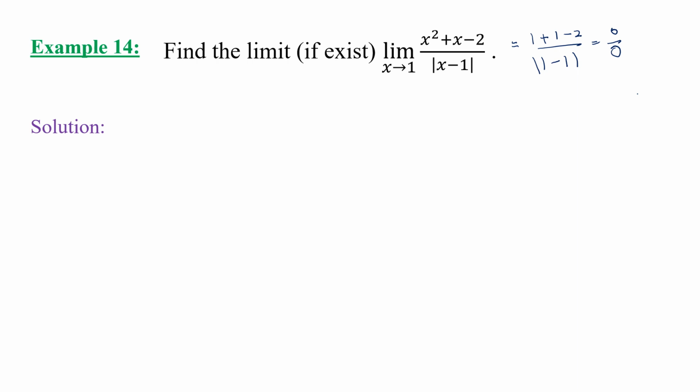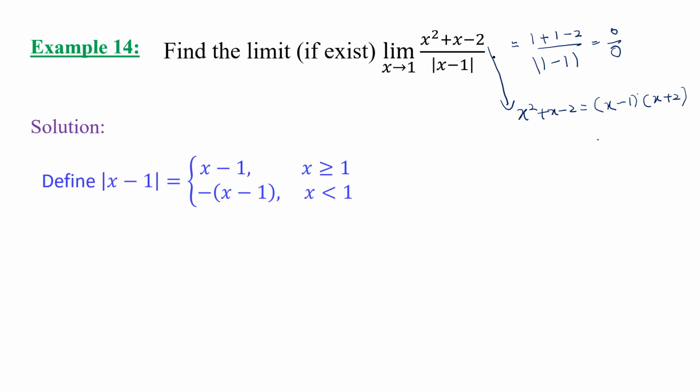So look at the numerator. We can factorize the numerator to become (x minus 1)(x plus 2). But we don't have a common factor to cancel out. What we should do now is define the absolute value. So we get x minus 1 for the interval x greater than or equal to 1, and negative (x minus 1) for the interval x less than 1.